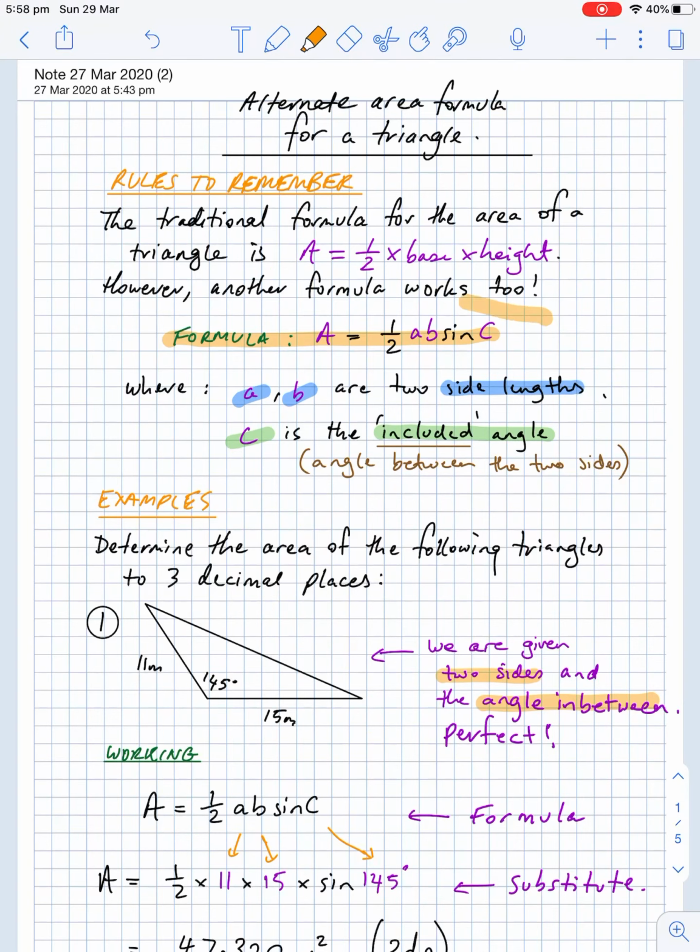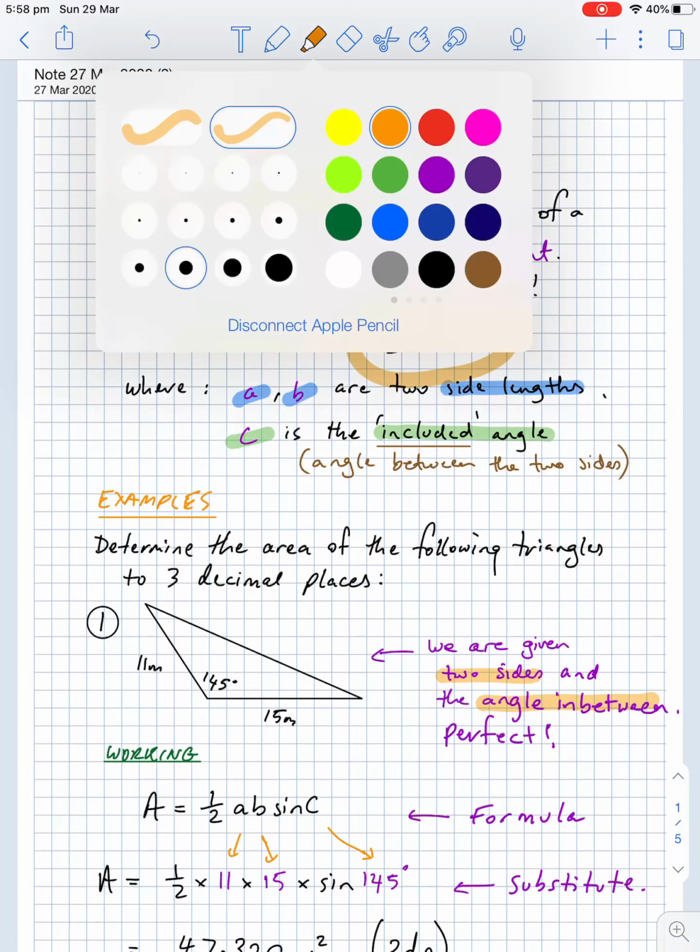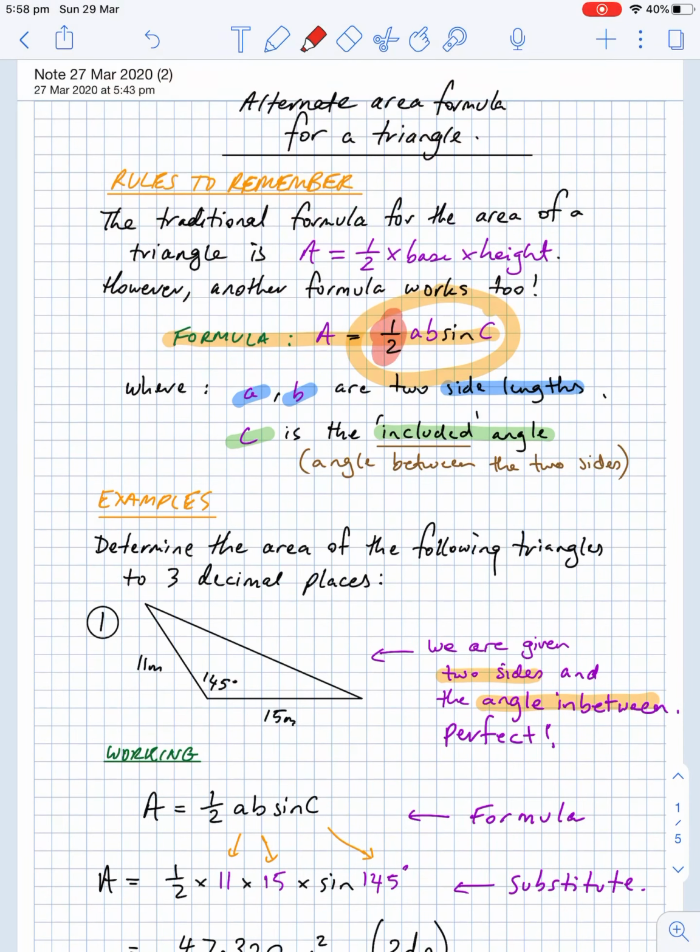However, today we're going to be dealing with a new formula that also works. So I still want you using this formula whenever you can, but you can also use this one as well. And this one works in different situations when you have different sorts of information other than the base and the height. So in this formula, it is half times a times b times sine C.